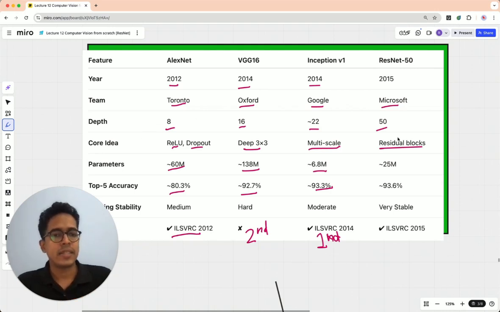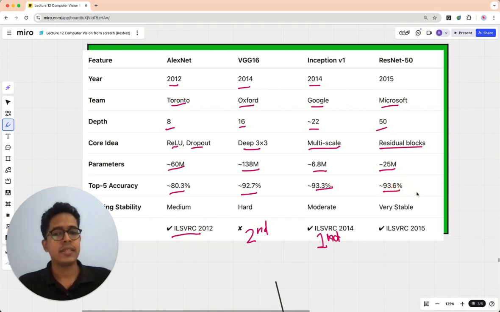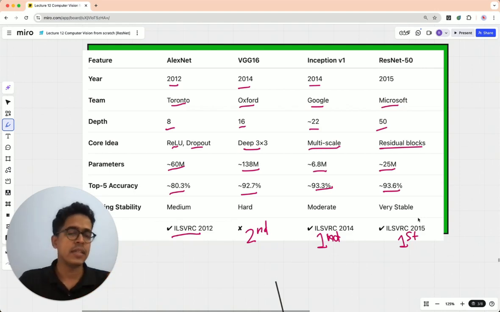Now coming back to ResNet 50, it introduced the residual blocks or skip connections, which had 25 million parameters for the ResNet 50. It achieved 93.6% top 5 accuracy, and it was the first place winner in the ImageNet competition in 2015. So far, if you look at the number of citations, the paper associated with ResNet has the biggest number of citations, around 270,000.